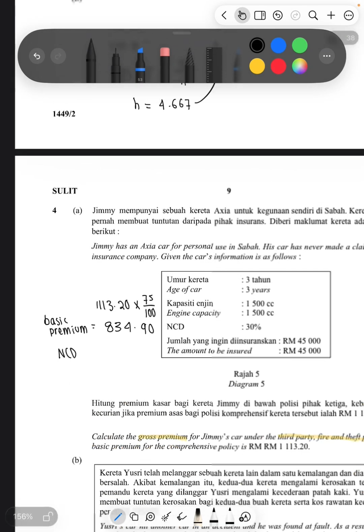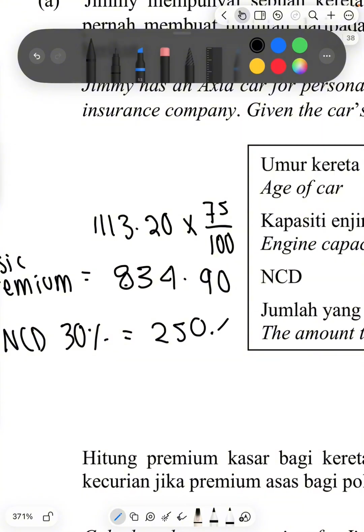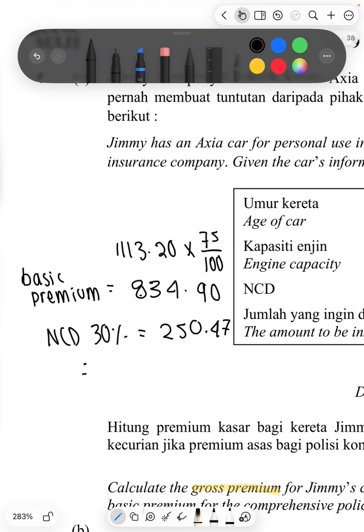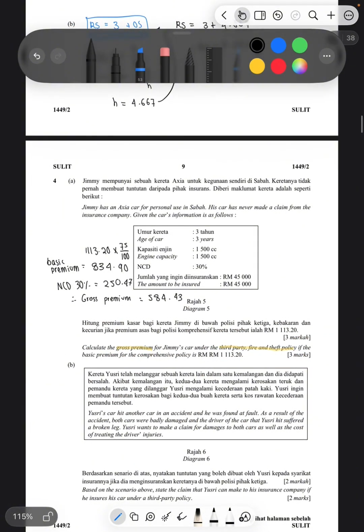Now for NCD, they give me 30%. NCD is just 30% of this basic premium. It's the same. So I times that with 30 over 100 and then I get 250.47. This means that my gross premium is equal to basic premium minus NCD. So it's equal to 584.43.